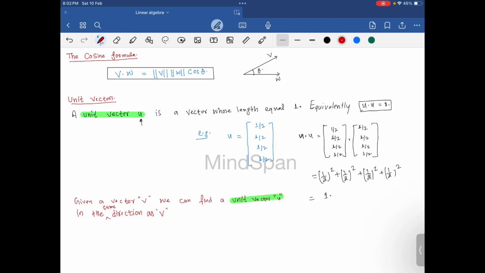Let's suppose you have this vector v, and this vector v is given. What we want to find is this vector u, that is a unit vector, and it is in the same direction as v. Same direction, I mean to say it will be on the same line. So this is not the only vector u, we will also have this negative u. It will be on the same line as v, so this will also be there as minus u.